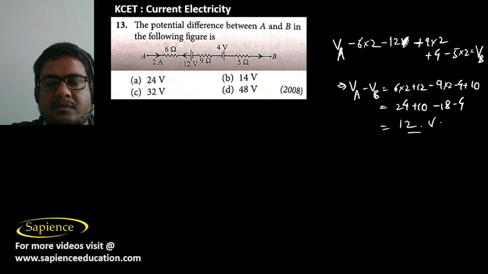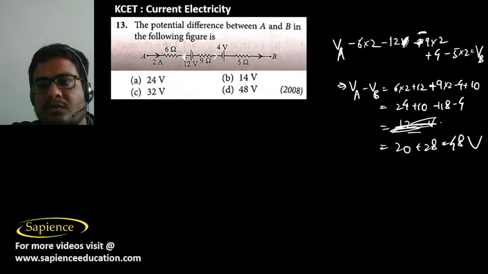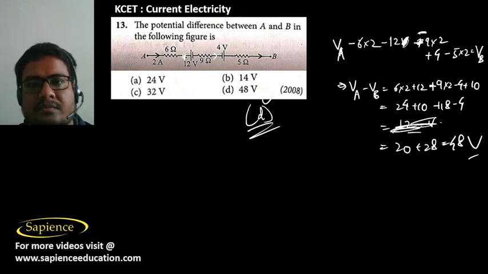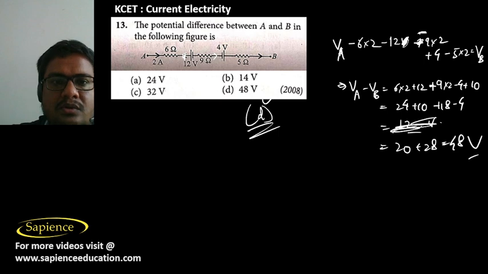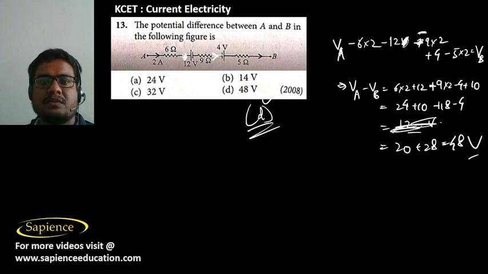Actually here I think this current direction is wrong. Should be minus. This should be also plus, minus, plus 18. So this will be 20 plus 28, that is 48 volt. Option D is the correct answer. So here one thing was wrong, that this direction of current should be like this. It should not be this way.